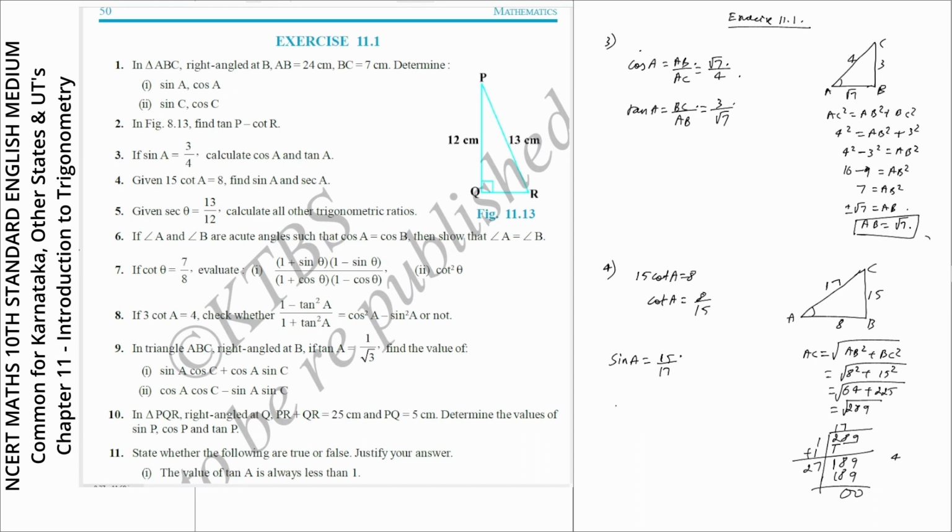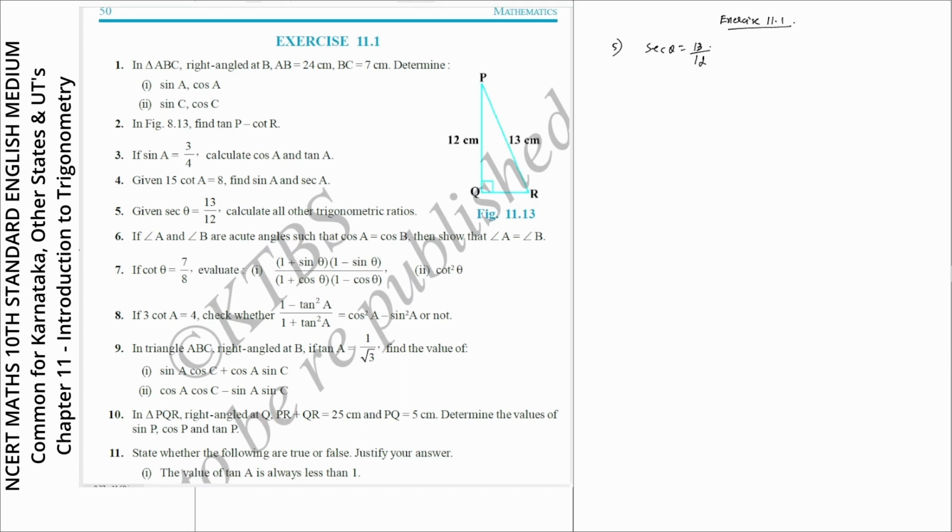There was secant A. Secant A is hypotenuse by adjacent side. That is AC by AB. So this is equal to 17 by 8.